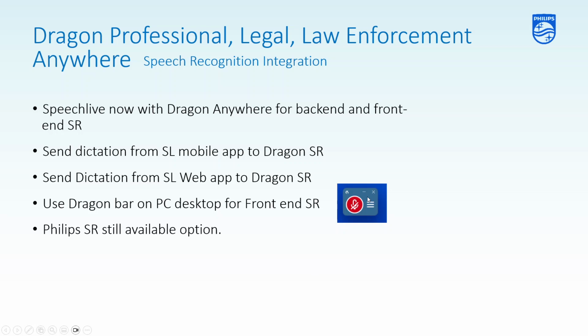And so that's included with a license if you purchase the Dragon license with your Philips SpeechLive. So for the integration with Dragon, you do have to purchase your Dragon Anywhere subscription license through your SpeechLive subscription for the integration to work. You can't bring an existing subscription to integrate with Philips. So as I said, Philips SR is still an option.